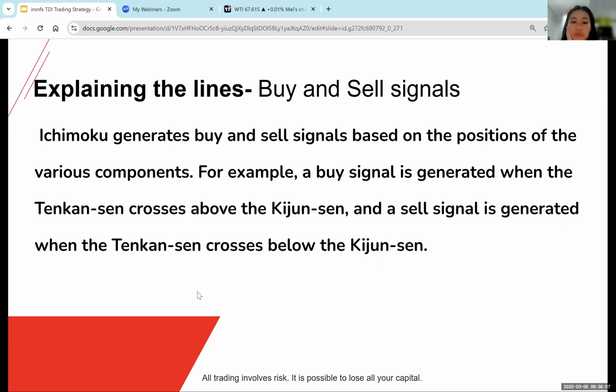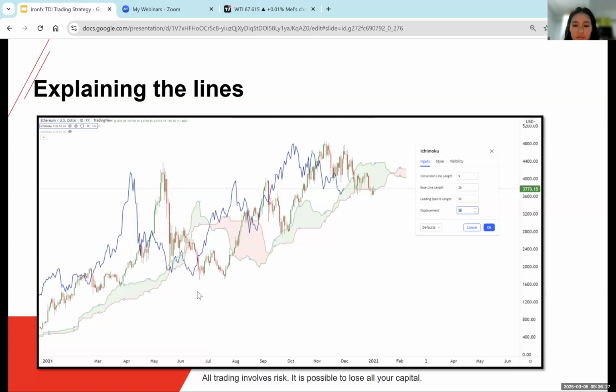Okay, so Ichimoku generates buy and sell signals based on the positions of the various components. For example, a buy signal is generated when the Tenkan-sen crosses above the Kijun-sen, and a sell signal is generated when the Tenkan-sen crosses below the Kijun-sen. Okay, and these are the inputs for Ichimoku.